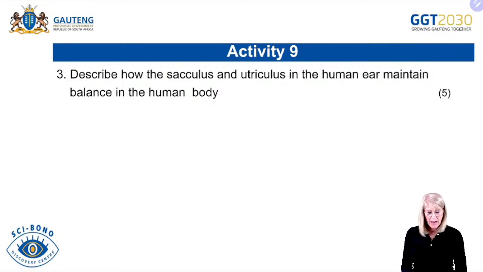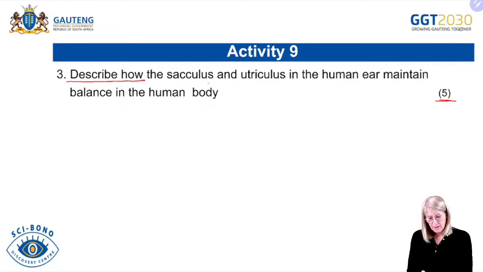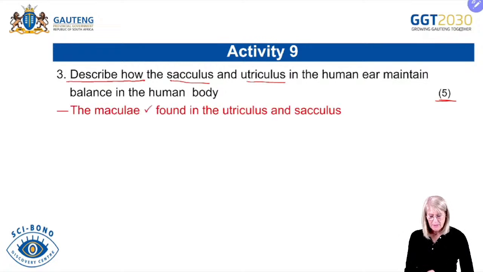It says, describe how the sacculus and utriculus in the human ear maintain balance in the human body. Here we can see the marks are for 5 marks, and they ask, describe how the sacculus and utriculus. So now we're not looking at the semicircular canals, we're now looking specifically at those. And so we're going to be looking at the maculae. All right, so let's see, what do they say is our answer.